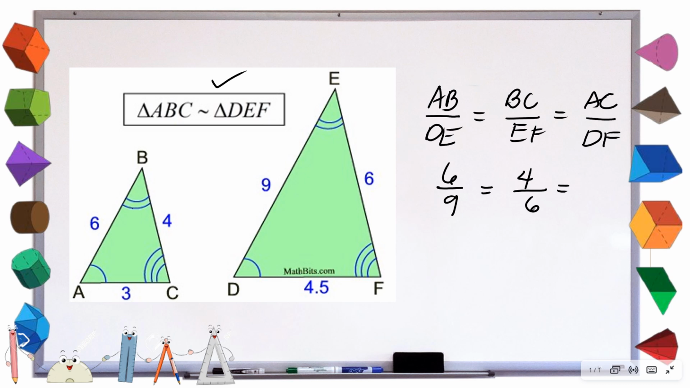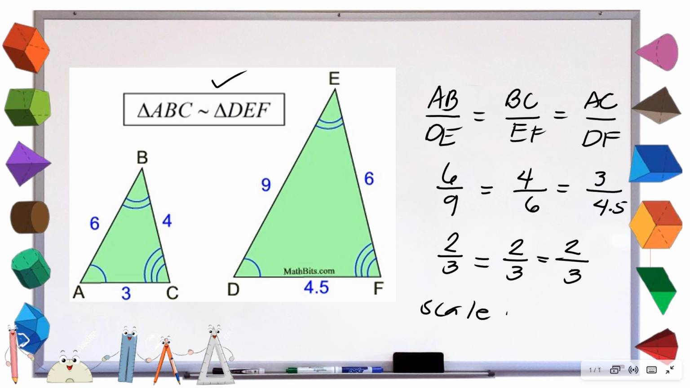And we have your AC, which is 3, and then your DF, which is 4.5. Okay, so if you're going to get the lowest term, 6 and 9 are both divisible by 3. So this is 2 over 3. So 4 and 6 are divisible by 2. So this is also 2 over 3. 3 and 4.5 are divisible by 1.5. So 3 divided by 1.5 is 2, and 4 divided by 1.5 is 3. So that means the scale factor for this is 2 is to 3. So that is the scale factor.